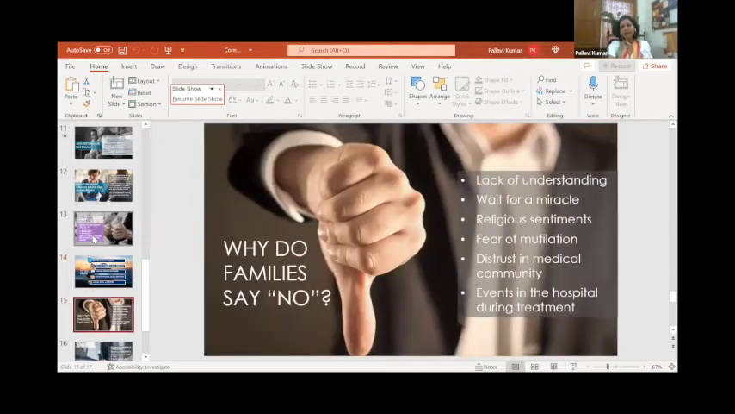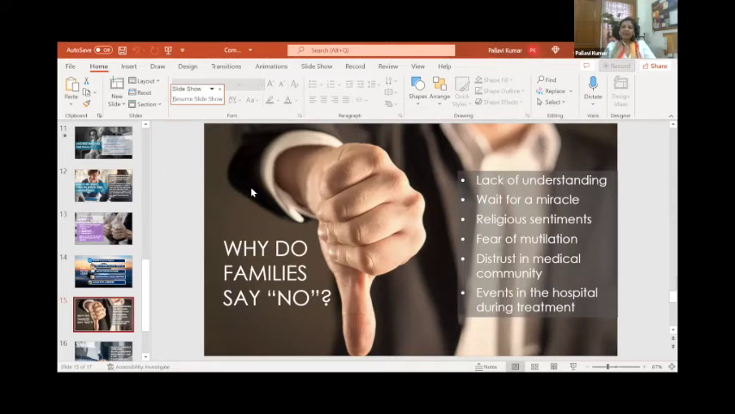What are some of the reasons why families say no? It continues to be that the biggest reason is a lack of understanding, a lack of conversation around organ donation. Most people haven't even heard about organ donation. They may have heard about eye donation, but people from smaller towns and rural areas have really not even fathomed that there's something like multiple organ donation. So that's one of the bigger reasons why families say no. Many of them are waiting for a miracle. There is religious intimidation, and very rightly, fear of mutilation.